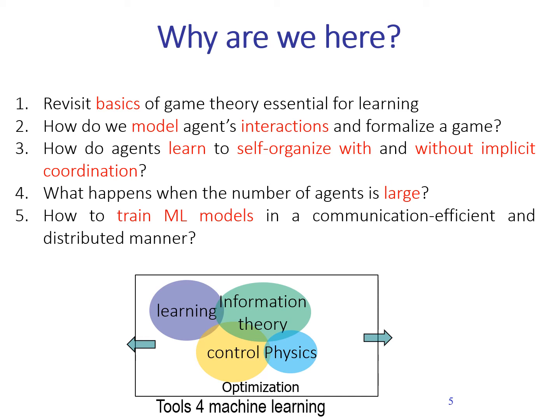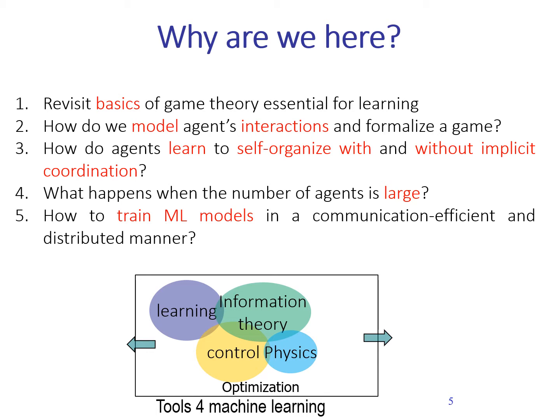Well, first, these are just bullet points here, but essentially to revisit basics of game theory, which is an essential ingredient for learning in general, especially when you have competing agents or selfish agents in a given environment. We want to learn how to model agents' interactions and formalize a game, and we will see what we mean by that. We want to learn how agents can self-organize with or without implicit coordination.